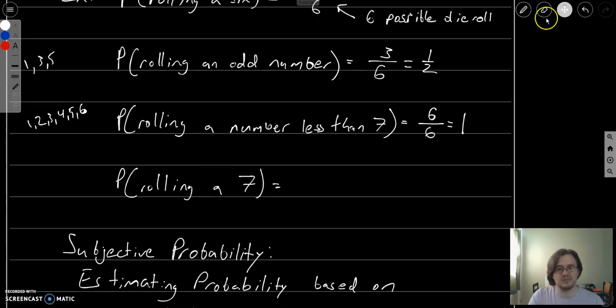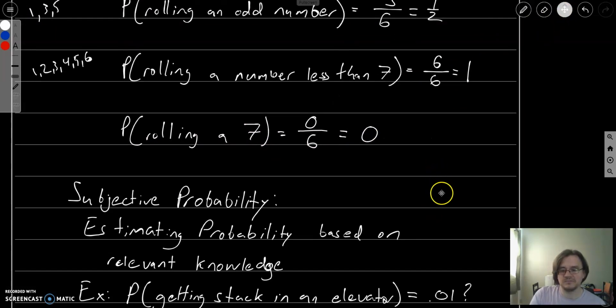And the probability of rolling a 7: again, there are 6 potential dice rolls that we can have. And how many of them are 7? Well, we can't roll a 7. So there is no way to roll a 7. So the probability here, 0 divided by 6, is just 0. So this event cannot happen. With a probability of 0, this event cannot happen.